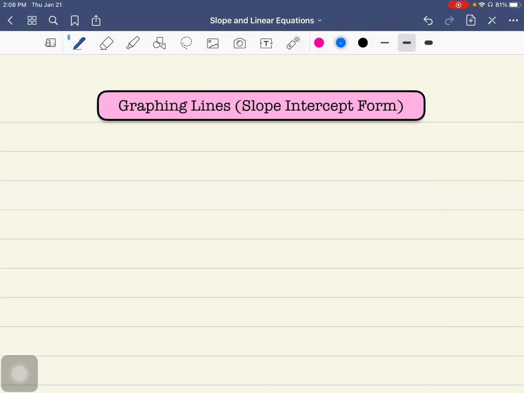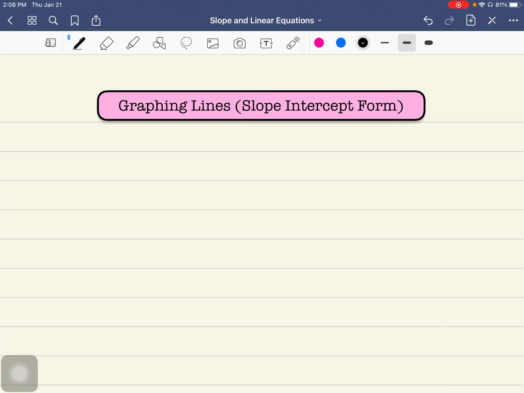Hey guys, so today we're talking about how we're going to graph lines, more specifically when we're given the equation of a line in slope-intercept form. So before we can get to any graphing, I need to explain what slope-intercept form is, and then we can talk about how to use it.